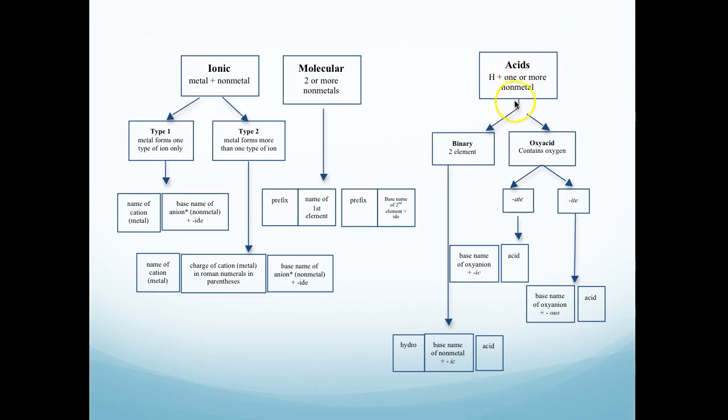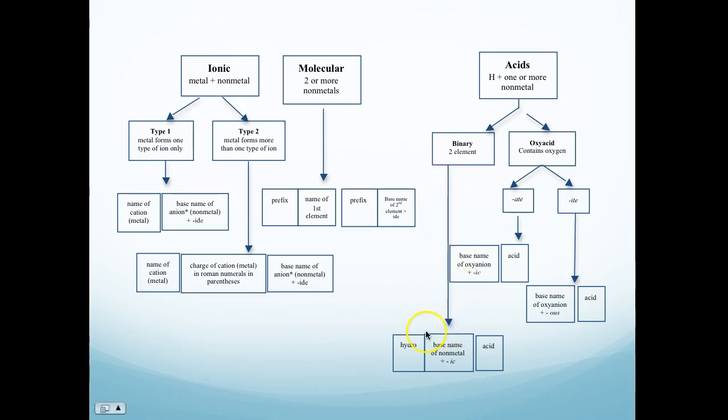This H+ is what makes it an acid. So that's what we're looking for. We have essentially two types of acids. Binary, just meaning that it doesn't have any oxygen in the formula, and then oxyacids are going to contain oxygen. So let's start with binary, something like HCl or HBr that has no oxygen in it.